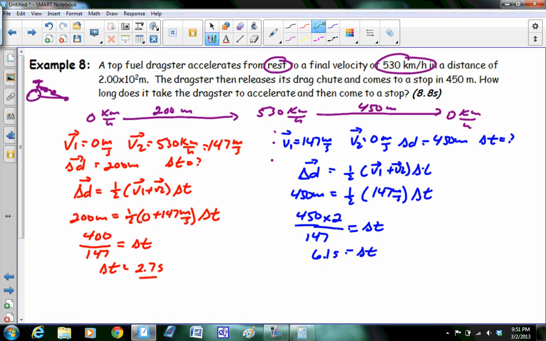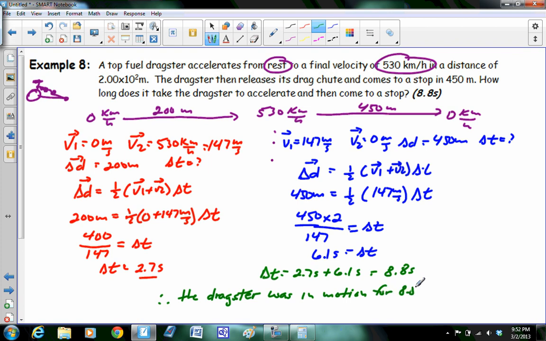All right, so let's look at the overall time. So my overall time is going to be 2.7 seconds and 6.1 seconds. So 6, 7, 8, 8.8 seconds overall. So therefore, the dragster was in motion for 8.8 seconds, and we're done.